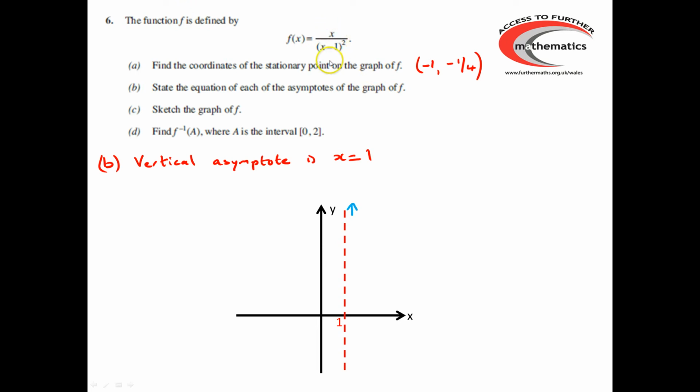If x is just a little bit less than 1, again we have here a number which is roughly 1. X minus 1 is going to be a small negative number. Square that, we get a very small positive number. So we've got something which is roughly 1 divided by a very small positive number. So again, the value of y is going to be very large and positive.